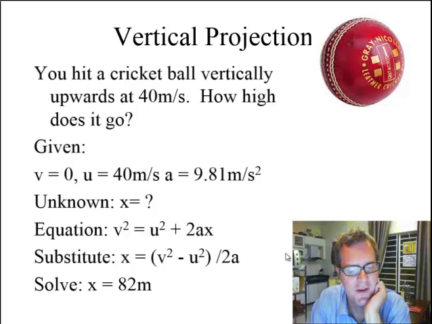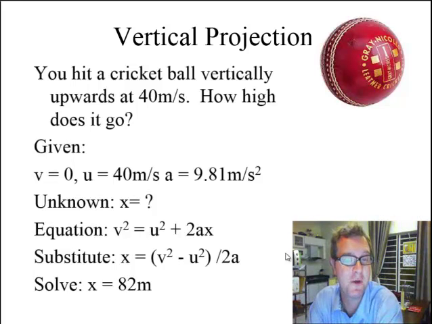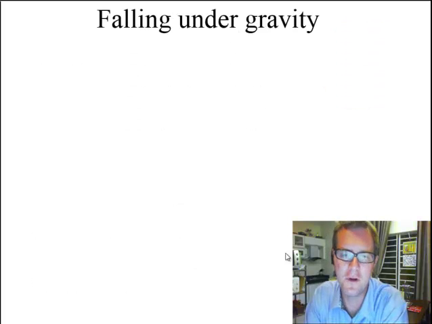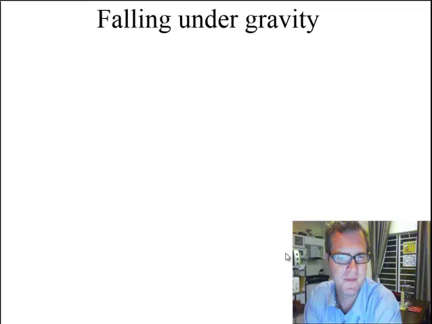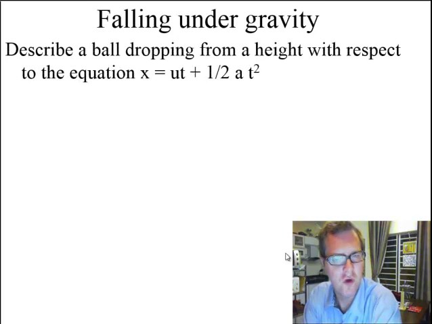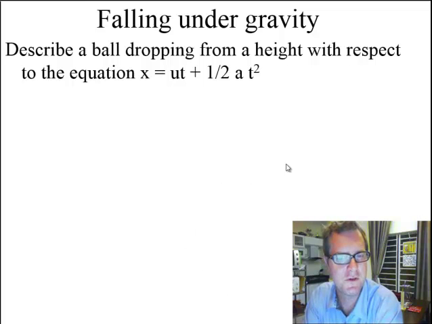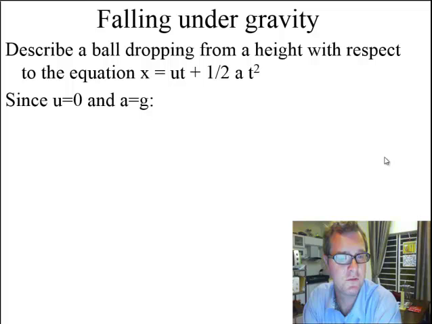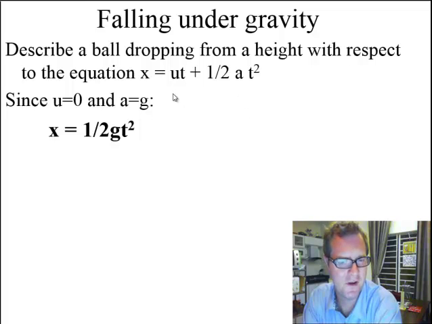Now I'm going to introduce a set of thinking which often comes across as used experimentally. Let's consider what happens if we fall under gravity. If we describe a ball dropping from a height with respect to the equation x equals ut plus half at squared, we're just using another equation of motion. The initial velocity is going to be 0, and the acceleration is equal to g. Now my formula suddenly simplifies: x equals half multiplied by g times t squared.